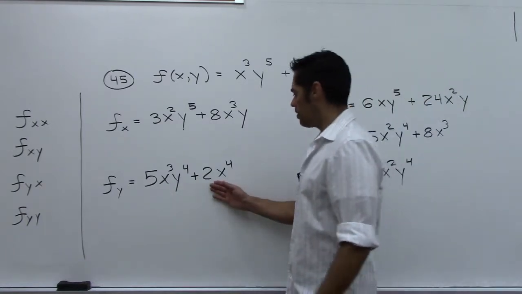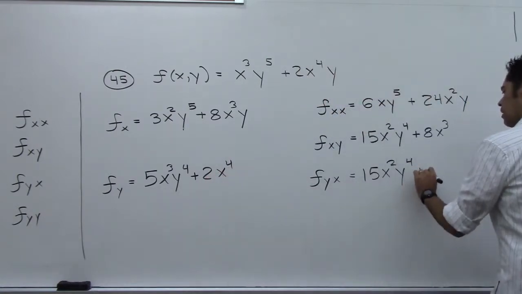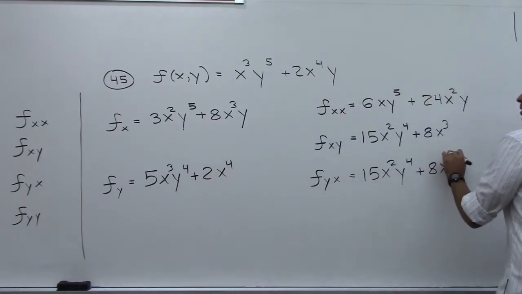And then over here, we're taking the derivative with respect to x now. So this is all a variable. So it'll become plus 8x cubed.